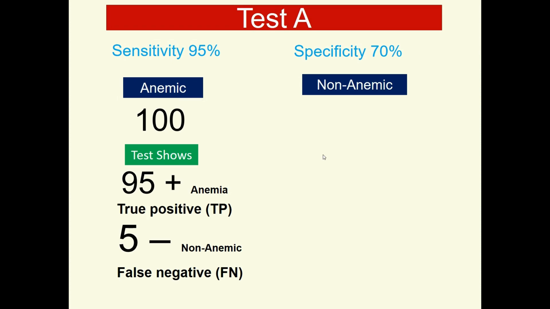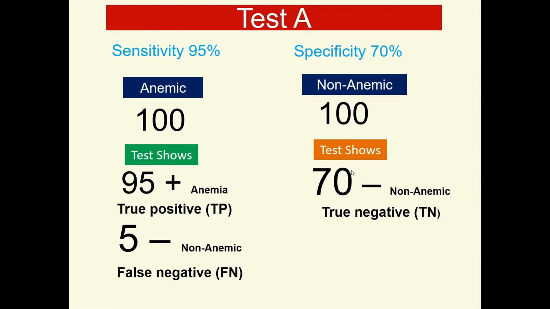So next is about specificity. There are 100 individuals who have no anemia, or are non-anemic. The test shows 70 of them have no anemia, that means true negative, whereas 30 of them show it is a false positive. That means it shows the patient has anemia, even though they have no anemia. Imagine, specificity is like a false alarm. There are 30 false alarms here.